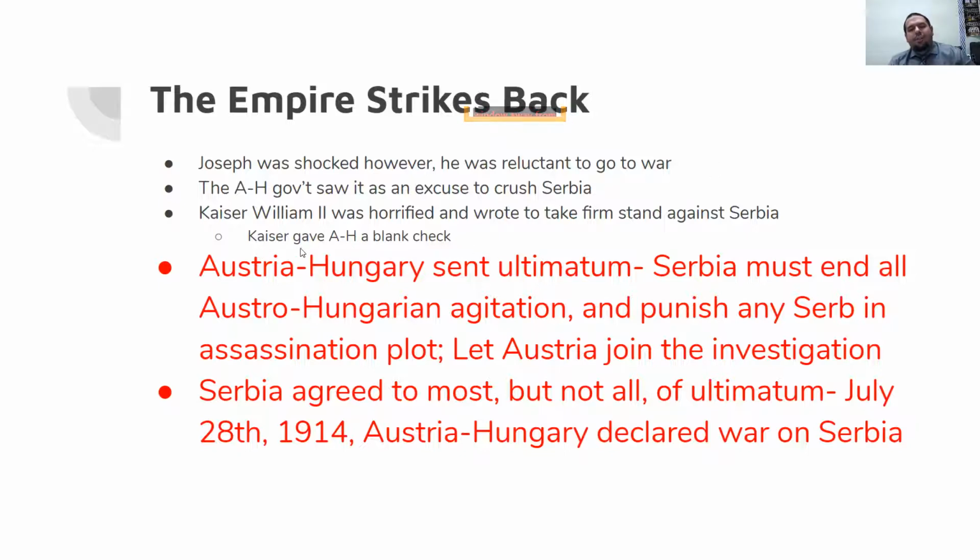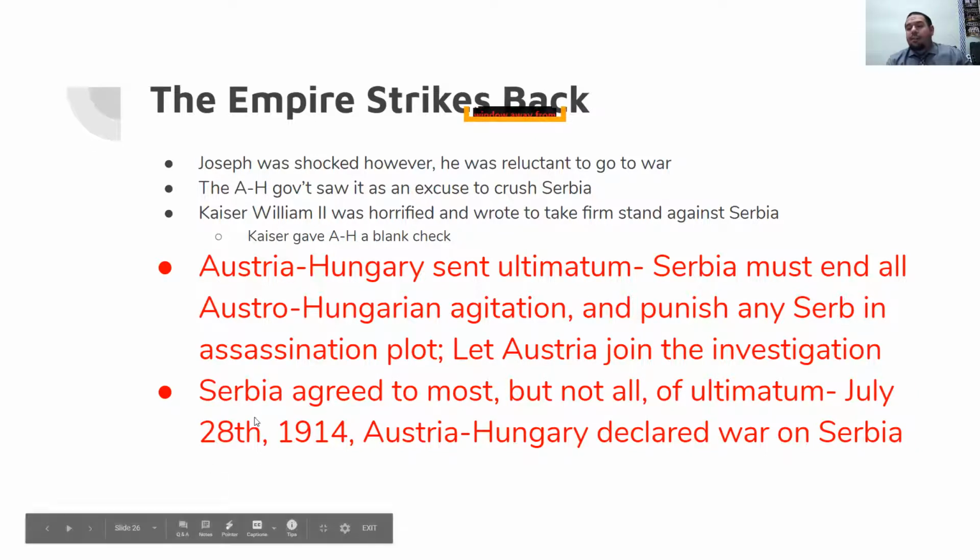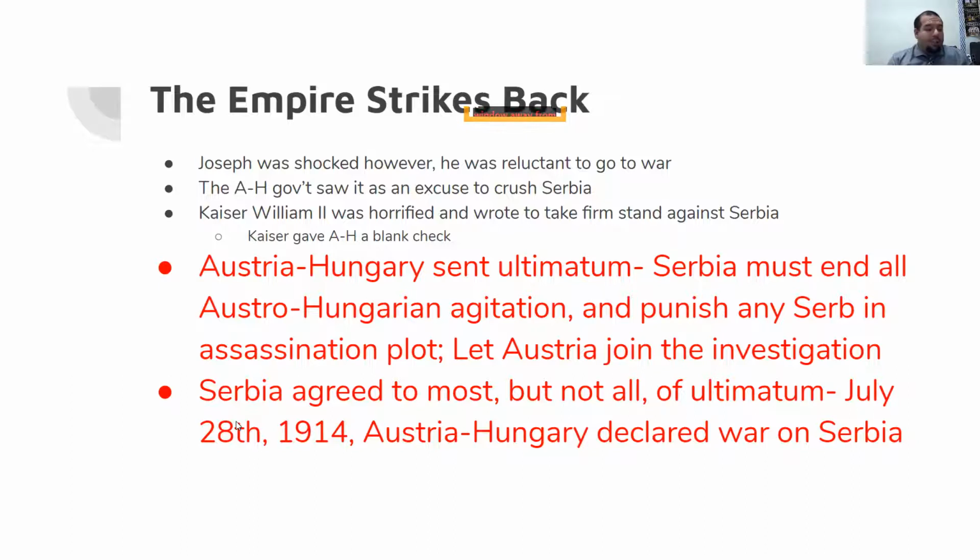Whenever you give a blank check, you can put however much money you want on it, and they will pay. So Austria-Hungary sent an ultimatum. Serbia must end all Austro-Hungarian agitation and punish any Serb found in the assassination plot, and Serbia should let Austria-Hungary join the investigation. Now, notice this happened in Bosnia, and they're talking about Serbia.